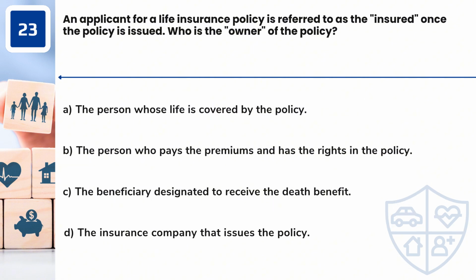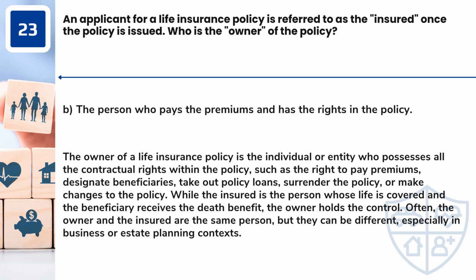Question 23. An applicant for a life insurance policy is referred to as the insured once the policy is issued. Who is the owner of the policy? A. The person whose life is covered by the policy. B. The person who pays the premiums and has the rights in the policy. C. The beneficiary designated to receive the death benefit. D. The insurance company that issues the policy.